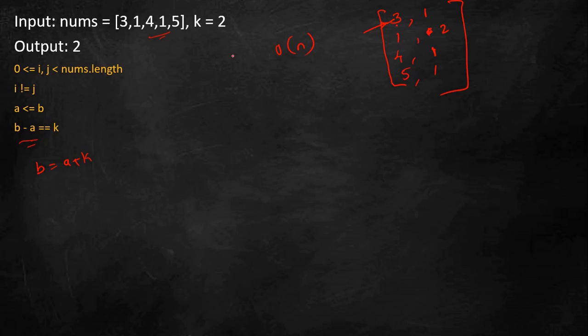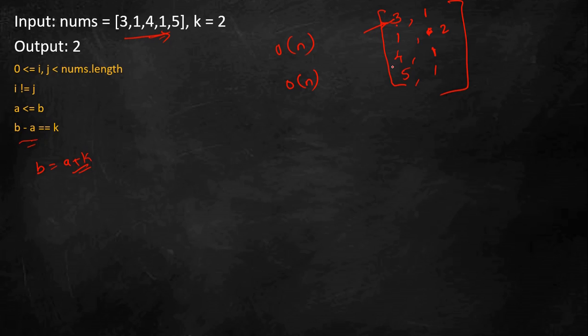Because I need to go through this array once. Once I build the map, I only need to go through the keys of the map. In the worst case it will again be O(n), because all the elements can be unique. And once I go through the keys of the map, I just need to check whether a plus k exists. So for a given key I will check if the corresponding a plus k number exists in the map.